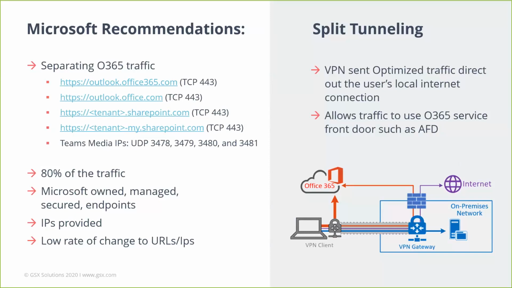The first thing that they have done is reduce the number of endpoints and IPs that are critical for performance. And you can see they are all here. There are 4 endpoints, 4 URLs, and a few IPs. And all of that concentrates 80% of the traffic. So all these URLs and IPs are called optimized. And Microsoft has promised to keep them stable.